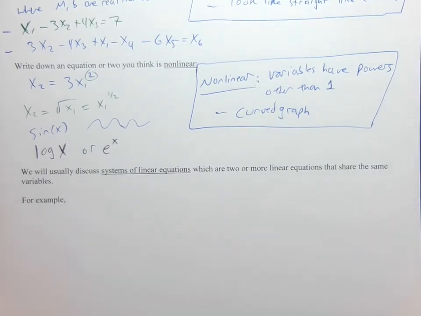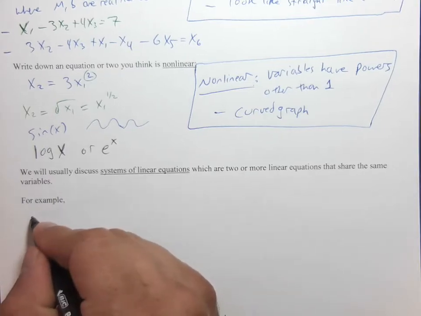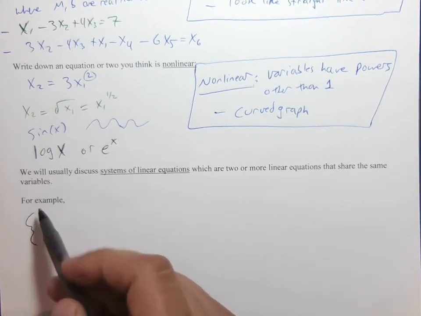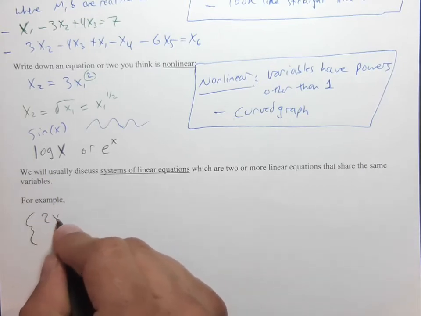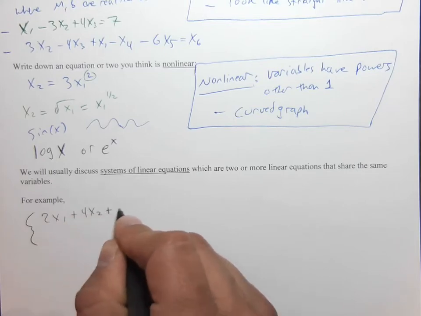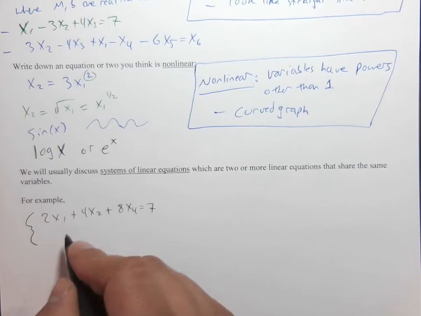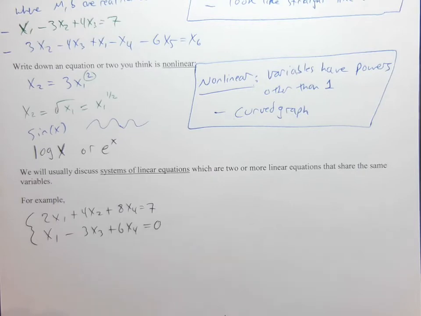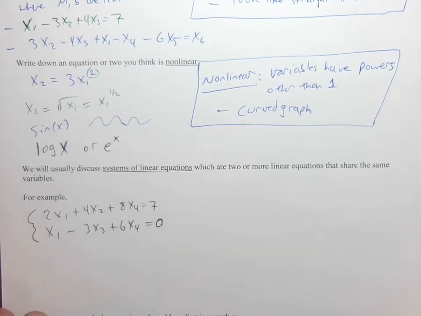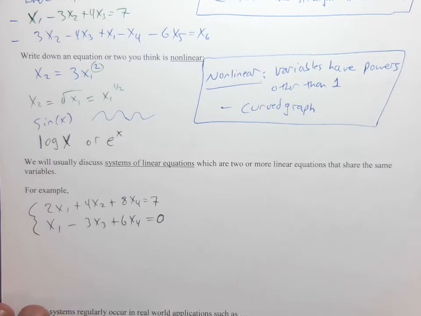So in this class, we usually discuss systems of linear equations, which are 2 or more linear equations that share the same variables. So, for example, I'm going to write down a linear system, and I'm going to bracket them in with a curly bracket that shows that they go together. So something like 2x1 plus 4x2 plus 8x4 equals 7, x1 minus 3x3 plus 6x4 equals 0. That's a system of linear equations because there's more than one linear equation, right? Each variable in its respective equation has a power of 1, and there's 2 of them.